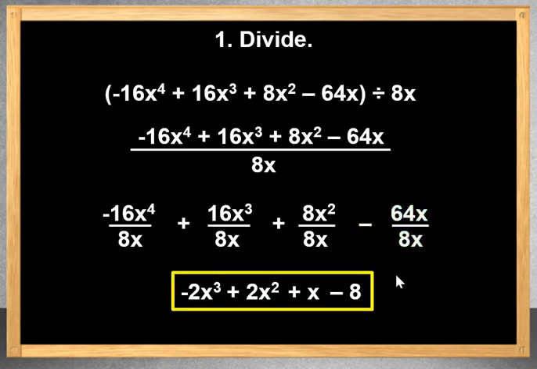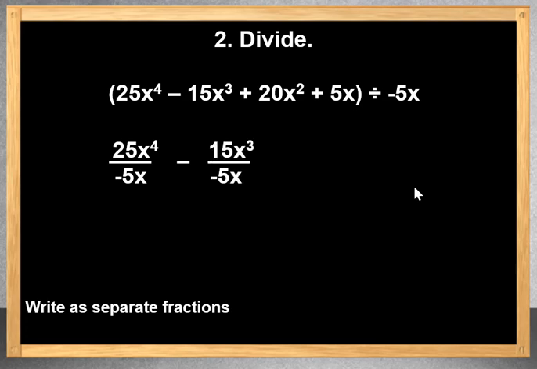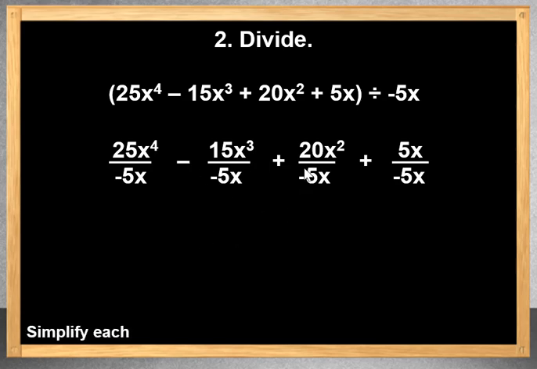Okay, let's try one more. Let's say we're going to divide by a negative 5x. So we're going to rewrite this as 4 separate fractions with negative 5x in the denominator of each. Now when you have 2 negatives, that becomes positive, right? So don't forget that. One negative, negative answer.